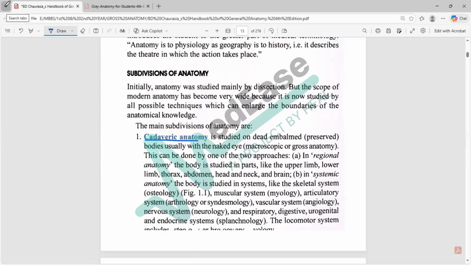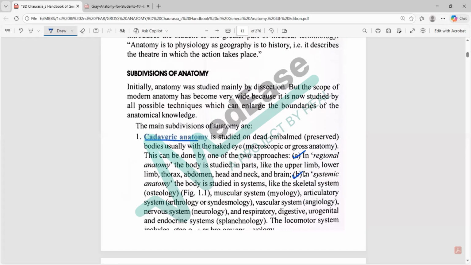We divide cadaveric anatomy into two main parts, the regional anatomy and the systemic anatomy. What does regional mean? Regional means it is specifically related to a particular region. When we talk about the thorax, the upper limb, the brain, these are regional anatomy. But systemic anatomy includes, for example, the respiratory system, which consists of the nose, nasal cavity, trachea, bronchus, all the way to the lungs. So these are our two major divisions, regional and systemic anatomy.